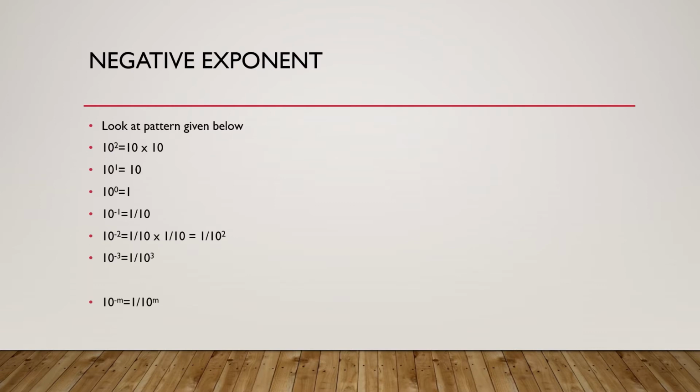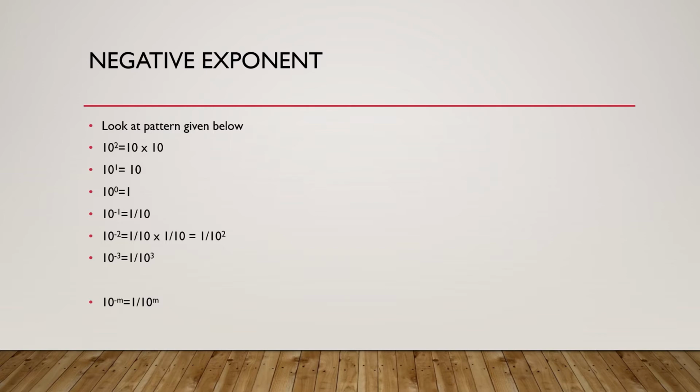Now what is negative exponent? Look at the pattern given below. 10 power 2 means 10 is going to be multiplied 2 times. 10 multiplied by 10. Now if we have 10 power 1 means 10 is only once. Now if we have 10 power 0 means answer is 1 because 0 exponent gives us 1. Now if we have 10 power minus 1, then students we will convert this negative exponent in positive exponent.